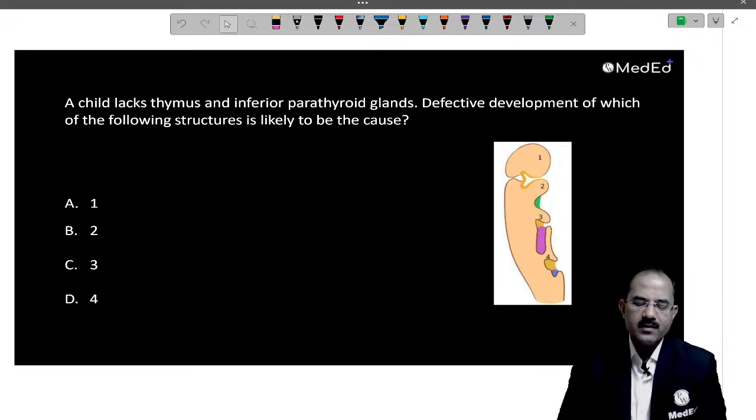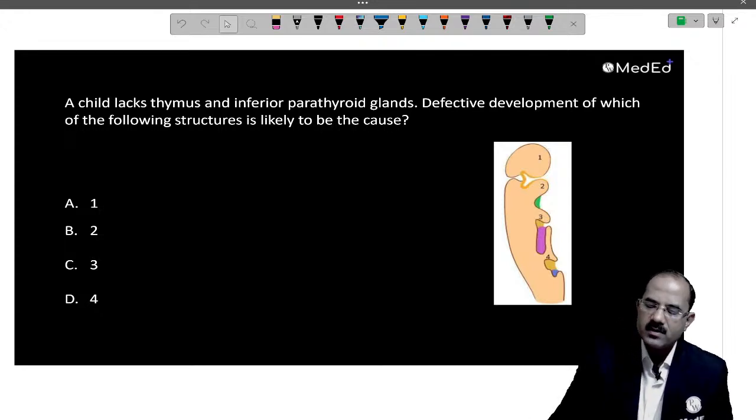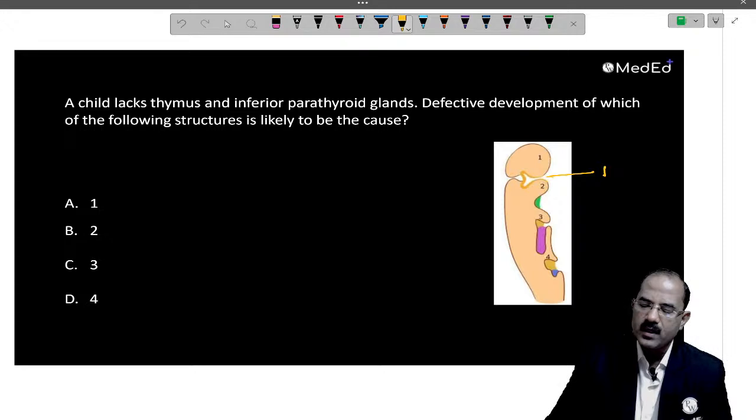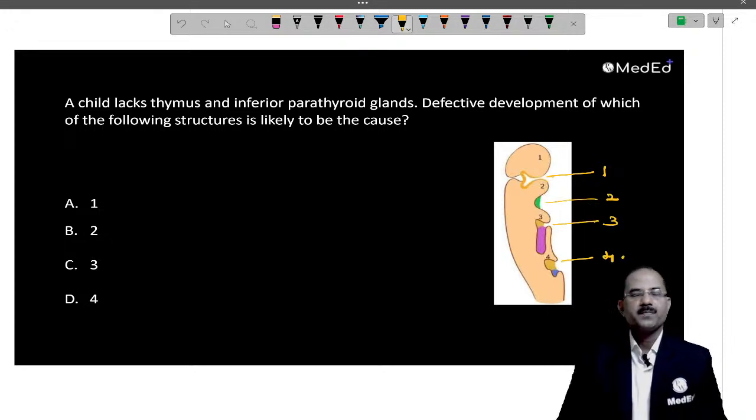A child lacks thymus and inferior parathyroid glands. Defective development of which of the following structures is likely to be the cause? So what is this? These are the endodermal pouches. This is the first pouch. That's the second pouch. That's the third pouch. That's the fourth pouch. Endodermal pouches, right?